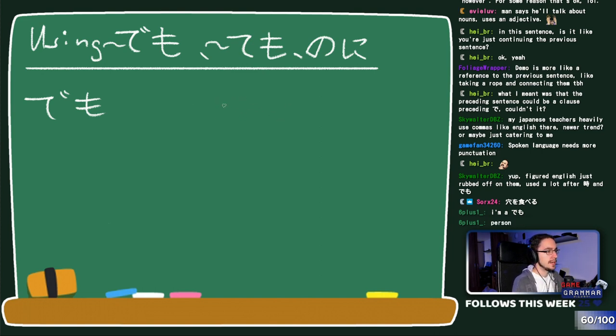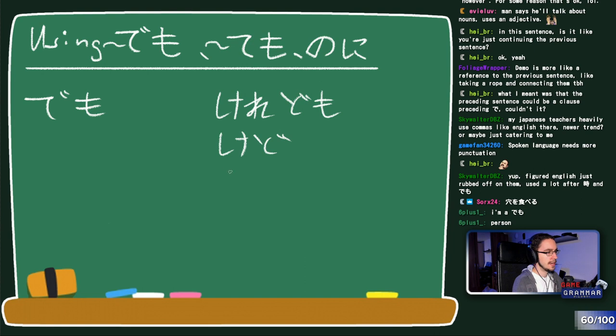We have stuff like, I'll just write most of them down. We have keredomo. Keredomo is pretty formal, so I'll talk about how all of these are different. We have keredomo, we have kedo. We have ga. We have shikashi.